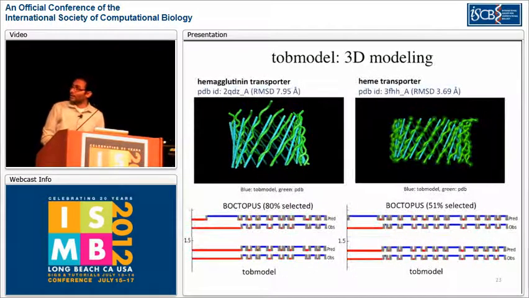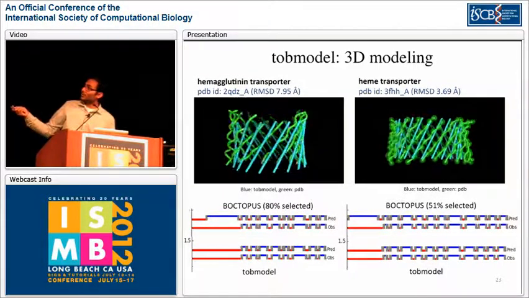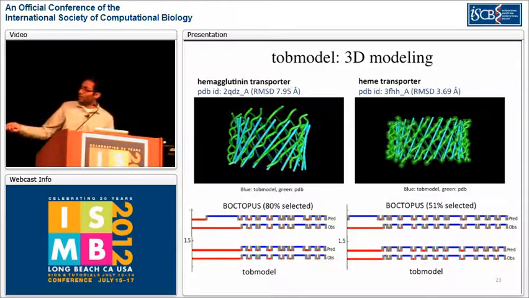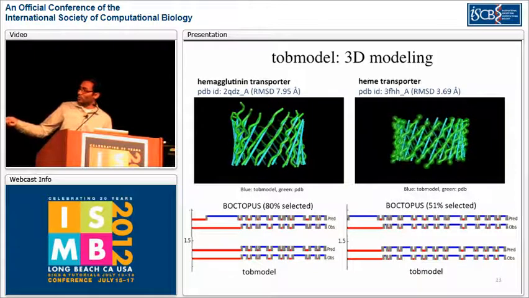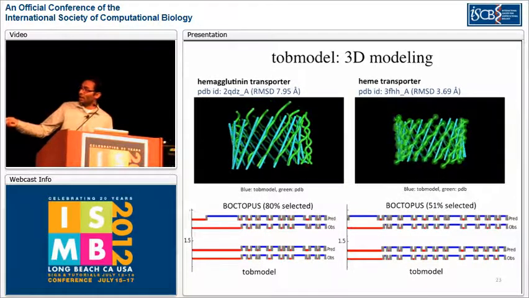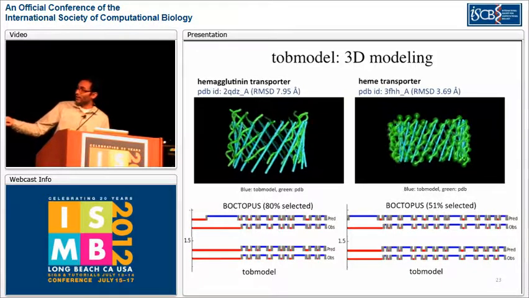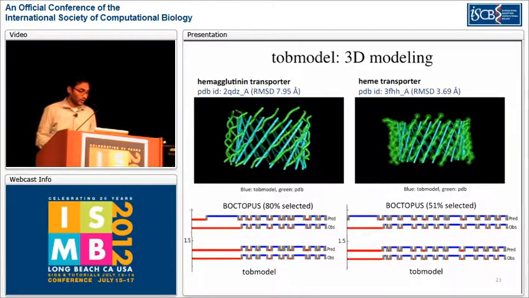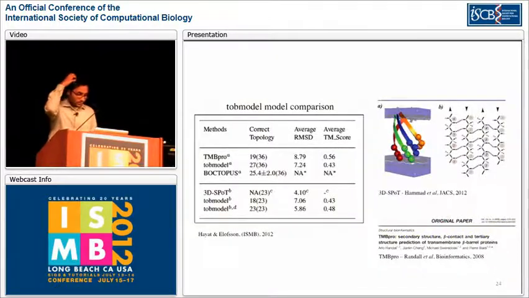I should show some models then, because it's about modeling. These are just 2 examples. We could get up to 3 angstroms, and this shows that Boctopus predicted a wrong topology 51% of the time, but with TopModel we can extract the correct one. And in this one, it was 80% of the time this wrong topology, but we can still extract the correct topology out of it. So that's pretty much my final slide.